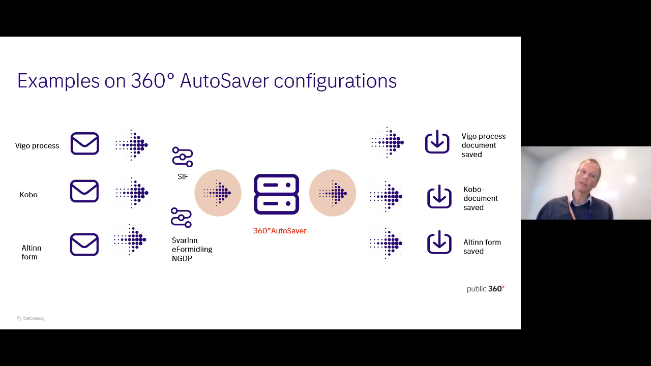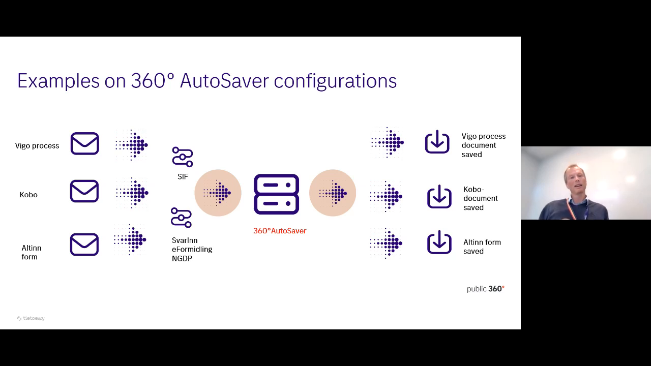And in addition to that, we have started to look at Altinn forms. So if you use the new version of Altinn Studio, you are able to send forms through e-formidling into Public 360 and the unregistered document list, and the 360 Autosaver will take it from there. And then we have an example that we are going to use in our video afterwards, and that is an educational system called Vigo, where you apply for different things related to education.